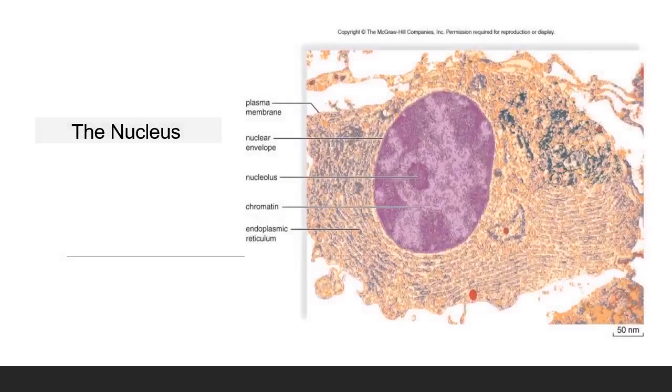This is the nucleus of the cell. As you can see, it is surrounded by a membrane known as the nuclear membrane. It is also filled with a fluid known as the nucleoplasm, and we have the tiny nucleus at the center, which is known as the nucleolus. The nucleus contains the chromatin or the genetic material.